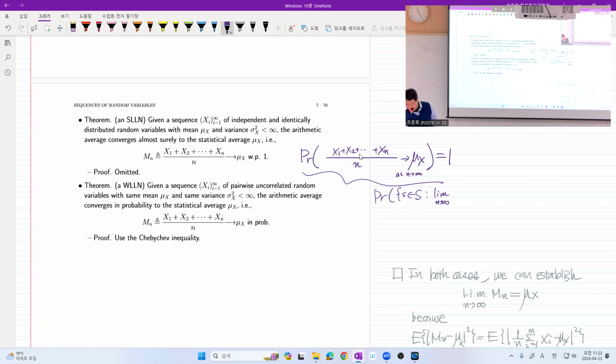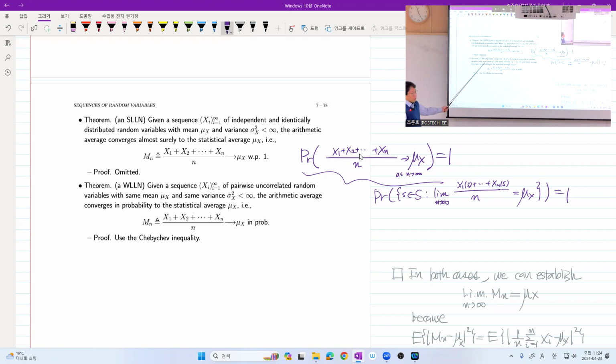Again, I need to use, but first we need this. Right? And then probably you want to replace this limit equals mu x as what? For every epsilon positive, blah, blah, that stuff. Right? Anyway, I'm not going to prove this. It relies on the Borel-Cantelli lemma, if I correctly remember.